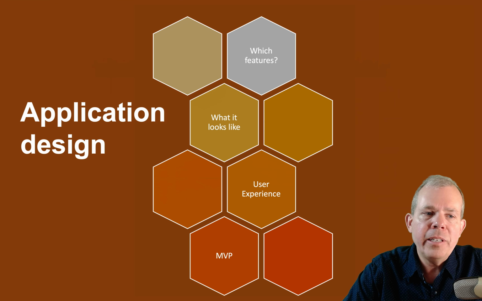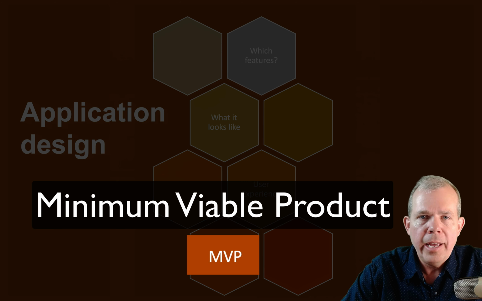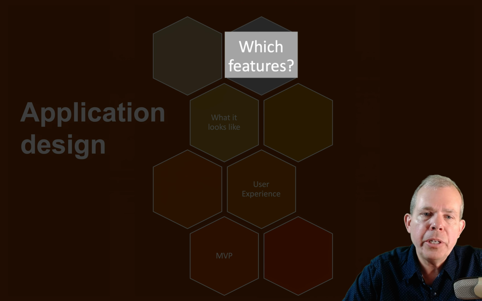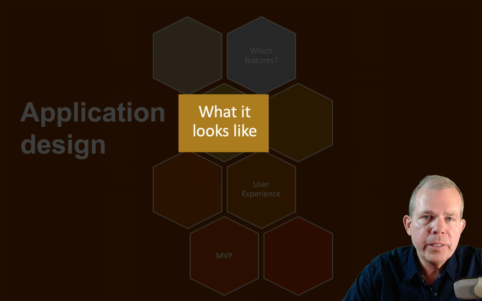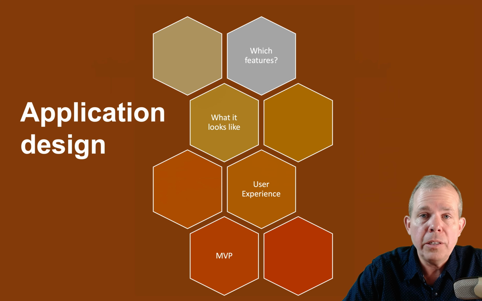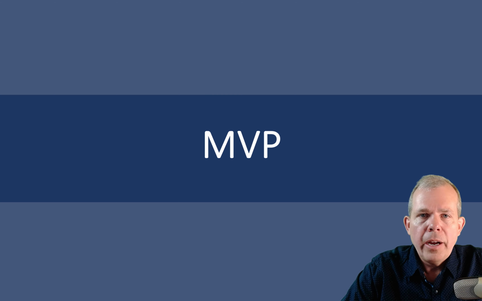Now, what we're going to talk about today is application design in part 4. Down here at the bottom, we're focusing on MVP, which is the minimal viable product. We've already asked about which features we should include, what the user interface is like, and how to make a good user experience. So now what we're trying to do is come up with version 1.0 of our product that we can use to test out with users and show to investors. So that's called our MVP.